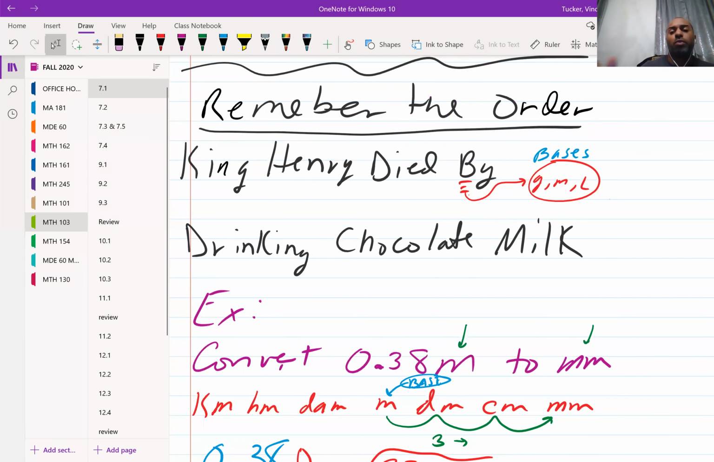All right. So, the reason why I said that, splitting them up as far as your lecture is concerned, splitting them up into three different sections doesn't make sense, because it's the same process whether you are dealing with weight, length, or capacity. It doesn't matter. It's still the same process. Remember the order and then move the decimal accordingly. All right. So, looking at the first one, we want to convert 0.38 meters to millimeters.